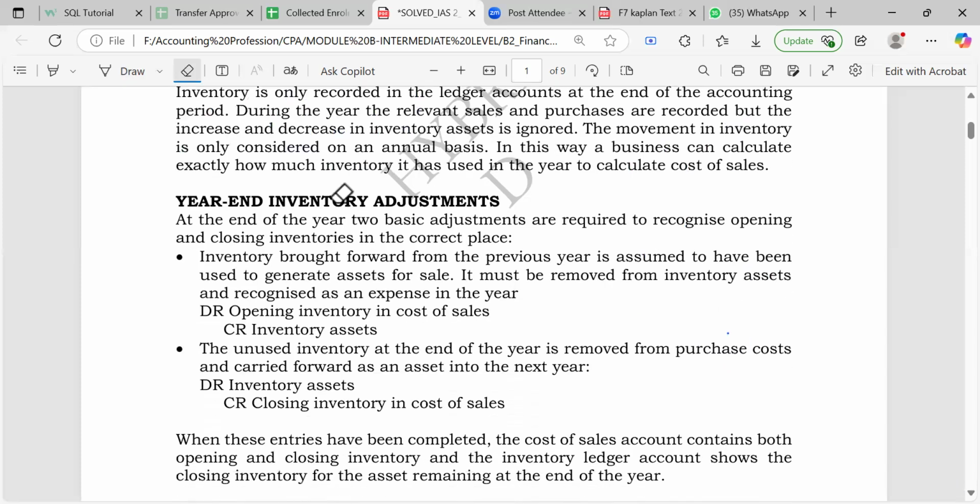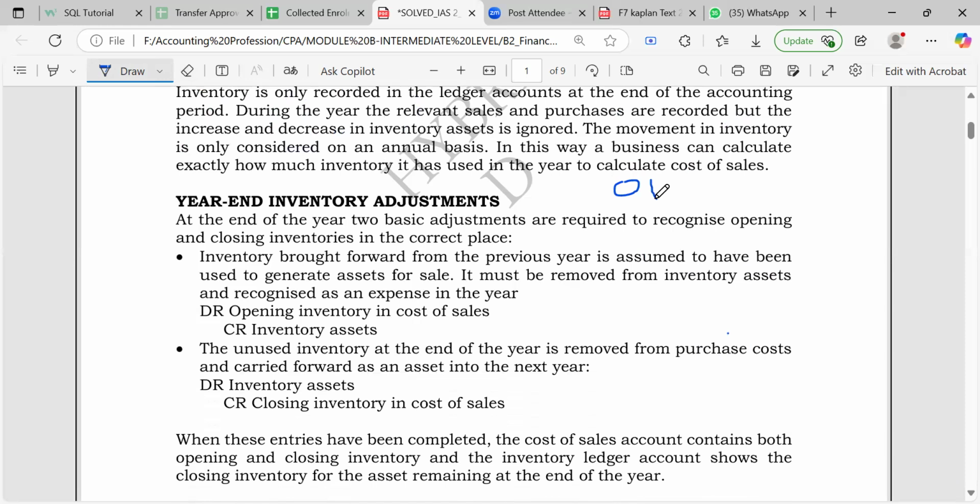Okay, now we have the year-end inventory adjustment. It's just normal adjustments, like I've shown you in that trial balance, right? The closing inventory is what goes to the statement of financial position, right? Now, as I told you, in the trial balance, usually you will have the opening inventory, which is the closing inventory of the previous period, and you will have the purchases. This is normally the case.